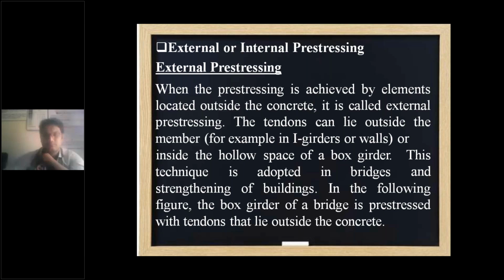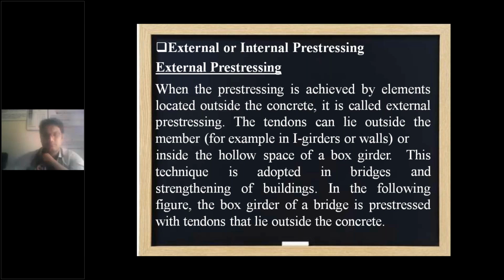The tendons which lie outside the member are going to be stressed externally. So let us take an example of girders or I-girders or even walls. They are all externally stressed. Or you can take even the hollow space of a box girder. Even in the box girder, you can see the stressing done externally. So within the cell, okay. Box girders can be a single cell box girder, double cell box girder, triple cell box girder, like that. So within the cell, inside, they do stressing.